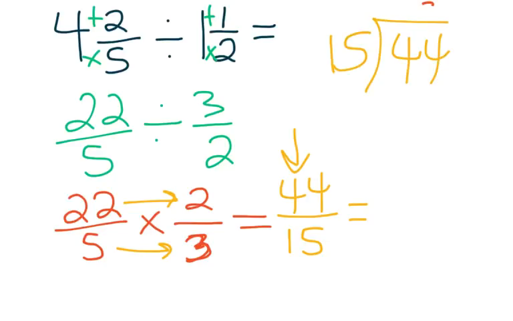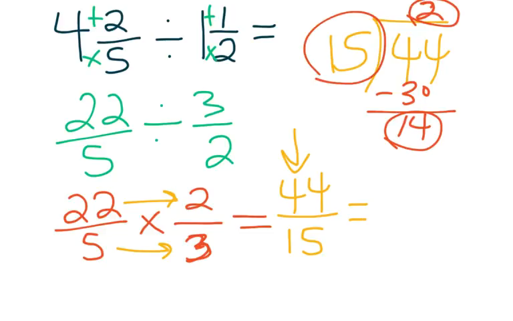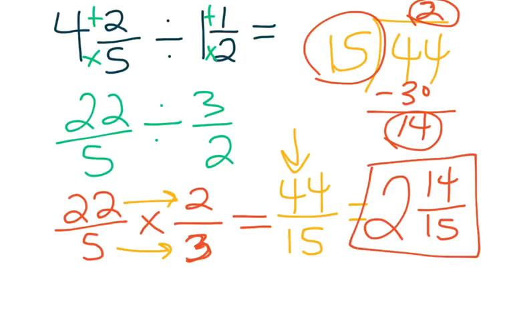I know 15 can go into 44 2 times. 2 times 15 is 30. I subtract, I get a 14. So I have these numbers left over, so I know it's going to be 2 14/15 as my final answer, because 14/15 cannot be simplified.